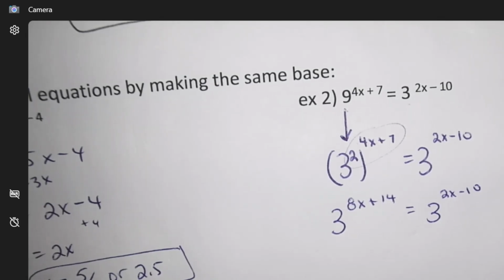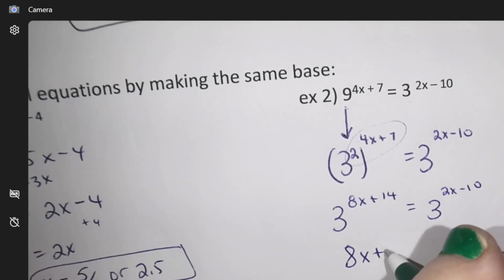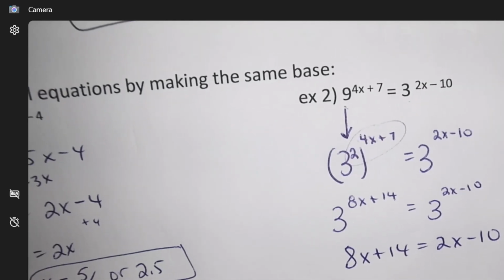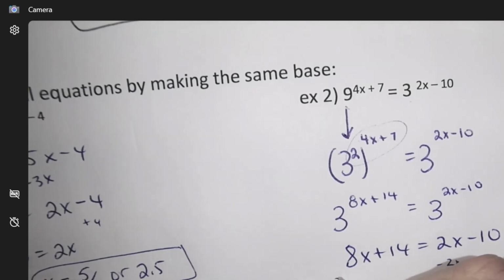Okay, now you're at the equality property. If the sides are the same, the bases are the same, conclusion, this exponent equals this exponent. Okay, and then all on your own there, figure out the rest.